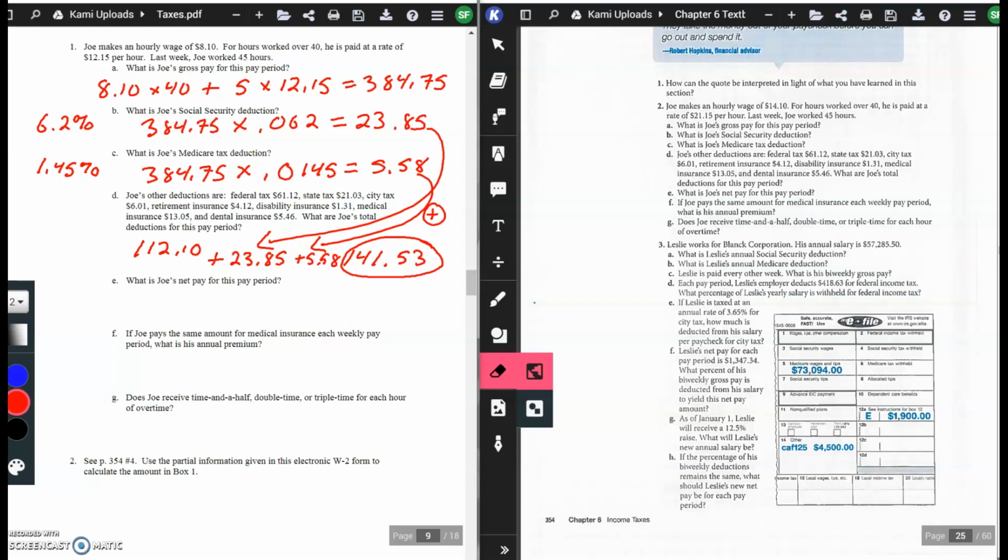Okay. Now it's asking for Joe's net pay. So you take your gross, which is $384.75, minus all of your deductions, which we just found out in Part D here, minus 141.53, and that'll give you your net pay. 384.75 minus 141.53 gives you a net pay of 243.22.